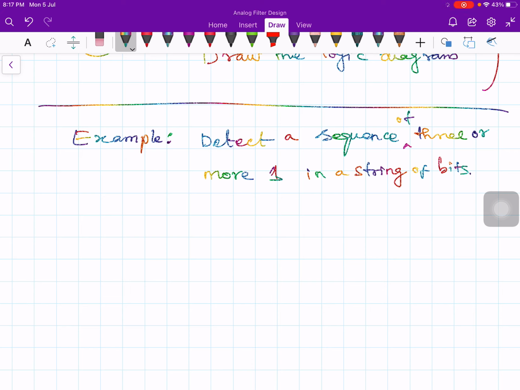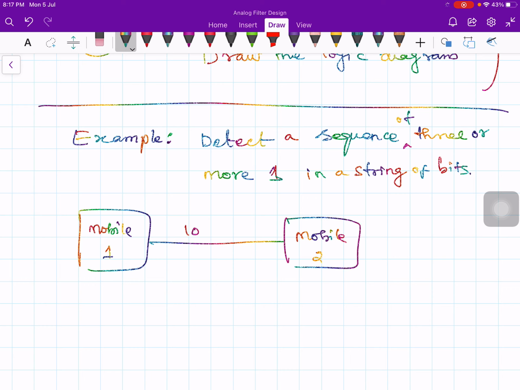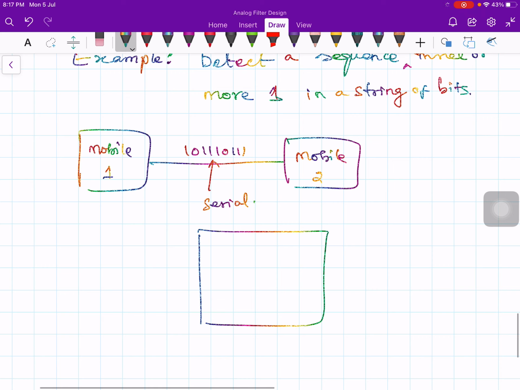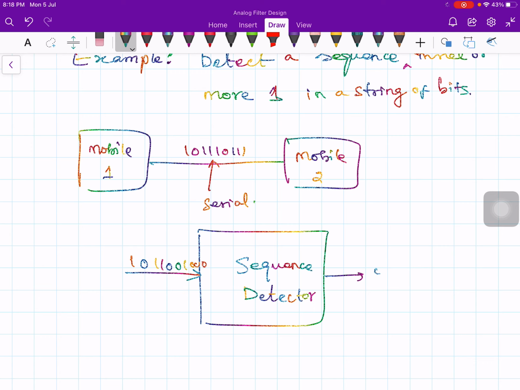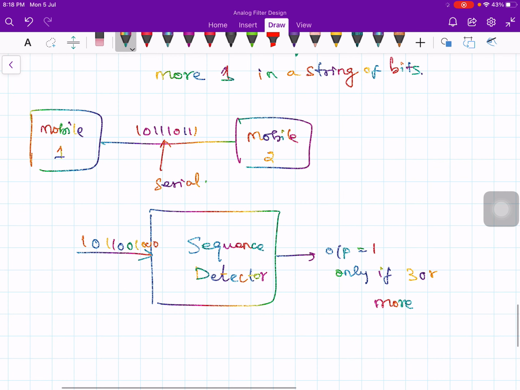Suppose mobile phone one wants to communicate with mobile phone two. The data are coming serially, one by one. Serial means one by one, like this it is coming, not parallel. Now I need to find out whether there are three consecutive ones. So let me design a circuit. That circuit is called a sequence detector, and here my input sequence is coming 1 0 1 1 0 0 1 0 0, like this, and the output will be 1 only if three or more consecutive ones occur.